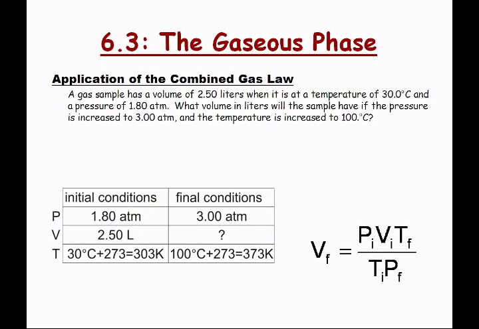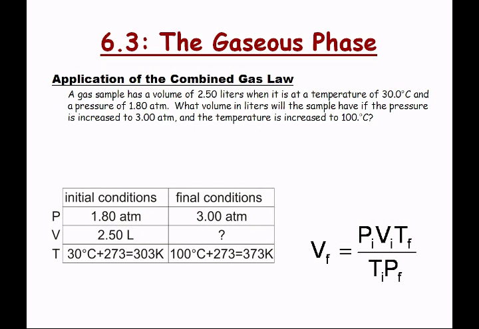So let's see if we can find VF. Well, no, it looks like that's what we're looking for, so we don't know that one. TF is going to be 100 degrees Celsius. And then PF is going to be 3.00 atm.